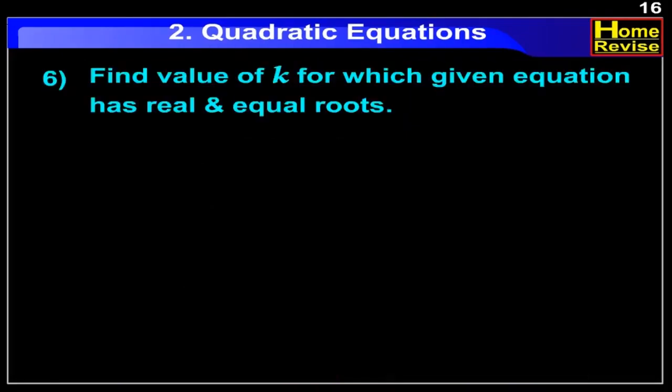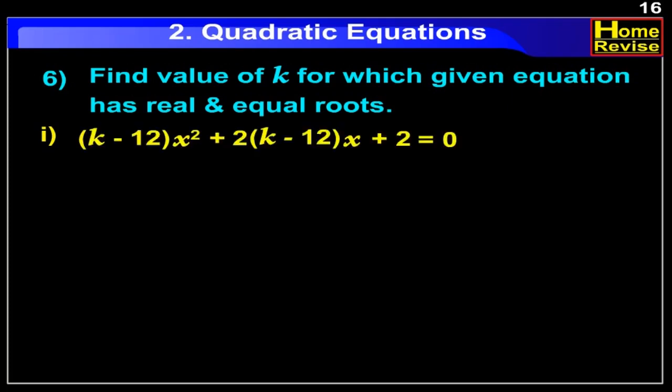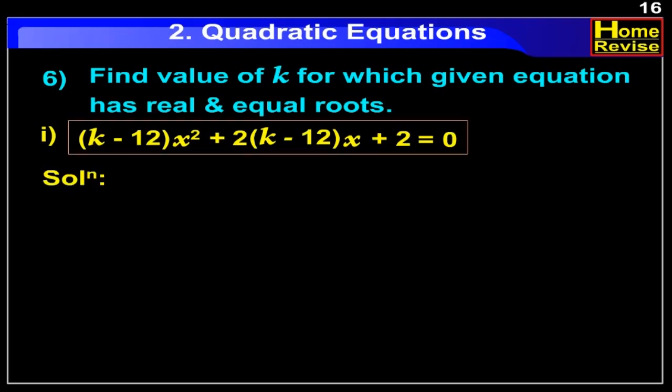Find the value of k for which the given equation has real and equal roots. Number 1. (k minus 12)x square plus 2(k minus 12)x plus 2 is equal to 0. Solution. The given equation is (k minus 12)x square plus 2(k minus 12)x plus 2 is equal to 0.